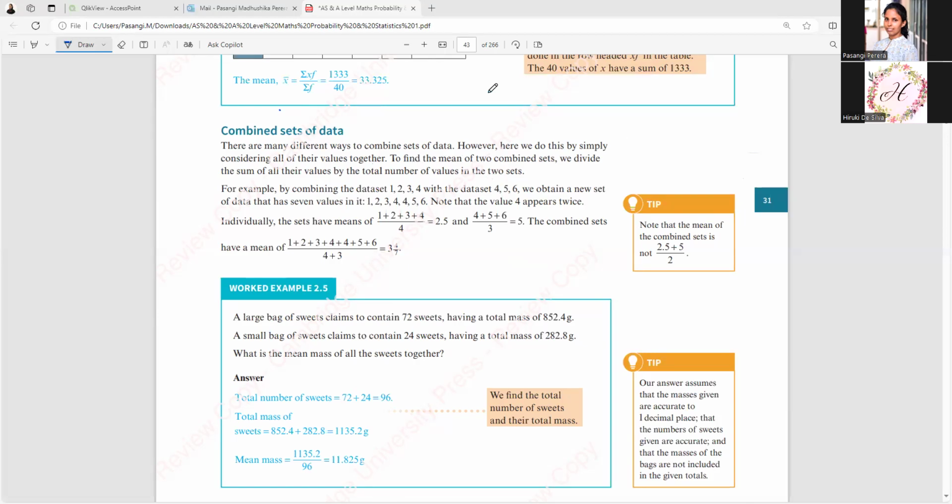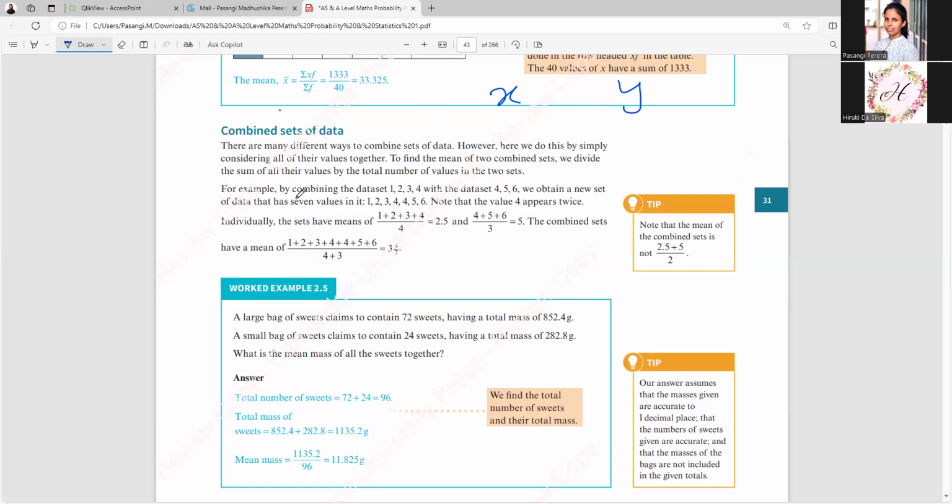So for example, let's assume we have a data set called X and a data set called Y. We just want the mean value of this entire data set. Entire data set means the whole set, that is the total of X and Y together. To find the mean of two combined sets, we divide the sum of all their values by the total number of values in the two sets.